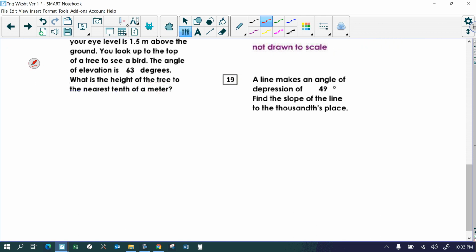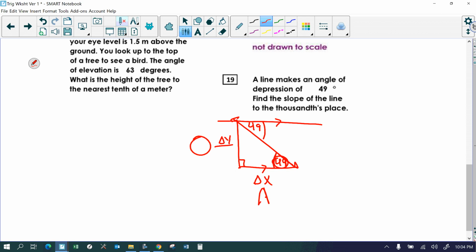A line makes an angle of depression. So here's this angle of depression, remember, is right here, 49 degrees. Well, that means that's the same as the angle of elevation down here, 49 degrees, because parallel lines cut by a transversal, alternate interior angles are congruent. Okay, it says find the slope. What do we know slope is? Change in y right here over the change in x right here. That's what slope is. So if I'm going to use this angle now, because I can bring this 49 down to here because of alternate interior angles, what is this side called? This is the opposite side, and this is the adjacent side.